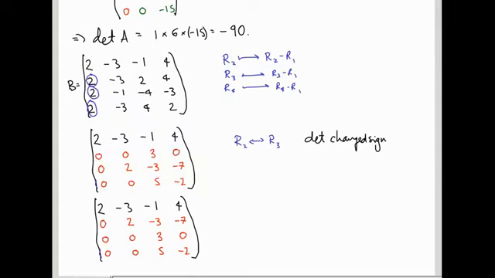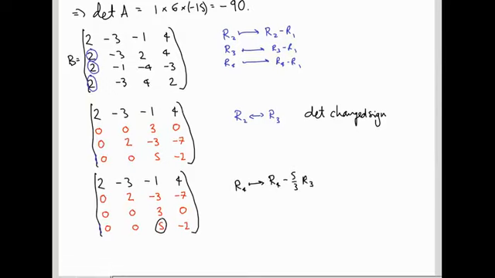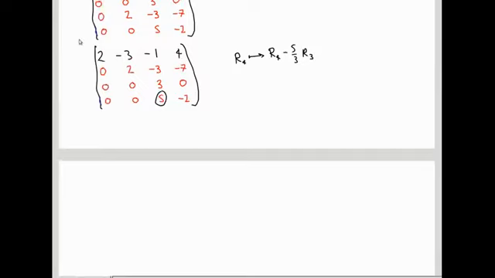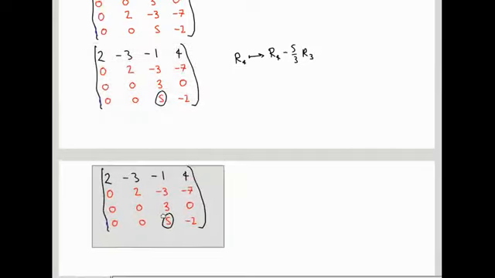Finally, I want to get rid of this 5 here, so I'm going to subtract 5/3. Row 4 goes to row 4 minus 5/3 row 3. Going to need a new page. So this 5 is going to go away and become a 0. And the minus 2 is having 5/3 of 0 subtracted from it, so nothing changes. And this is now in echelon form.